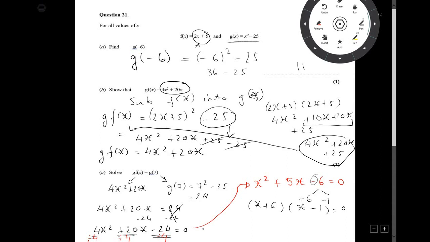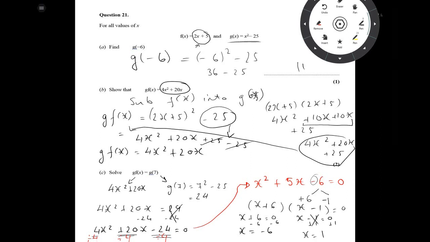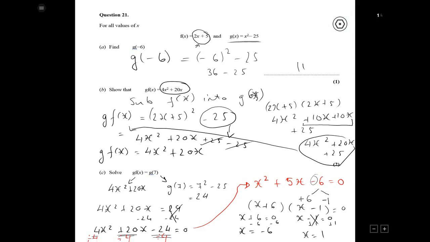Now take each bracket and make it equal to 0. So x plus 6 equals 0. If I take away 6 on both sides, I'm going to get x equals minus 6. And if I make the second one equal to 0, x minus 1 equals 0, add 1 to both sides. So x is equal to 1. So there you go, you solved it. So that's it. These are functions done.